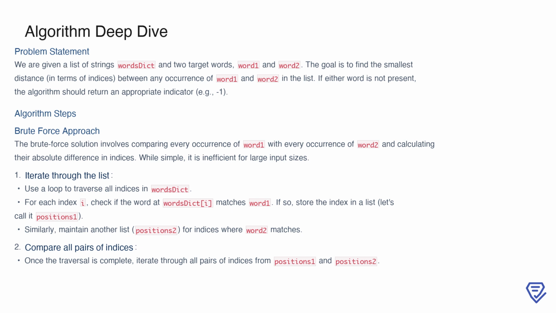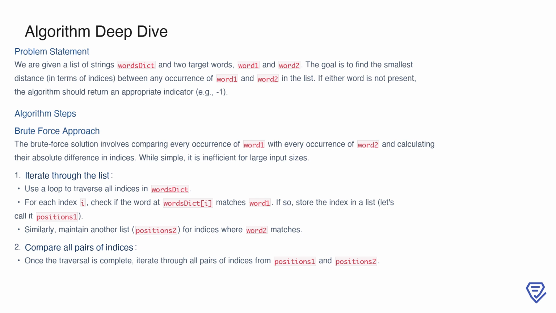The brute force approach to solve this involves first identifying all the indices where word 1 and word 2 appear in the list. To do this, we iterate through the entire list, storing the indices of word 1 in one list, say positions 1, and the indices of word 2 in another list, positions 2. After collecting these indices, we compare every possible pair of indices from positions 1 and positions 2, calculating the absolute difference between them. By keeping track of the smallest difference found, we can determine the shortest distance.